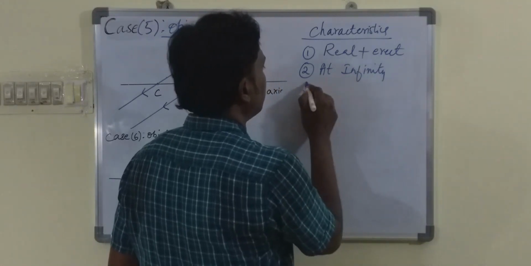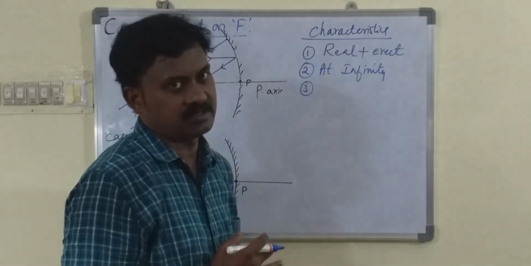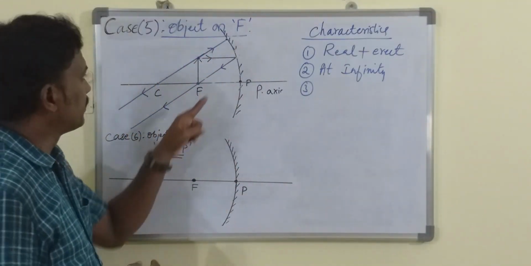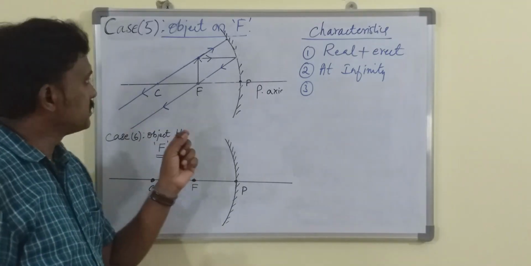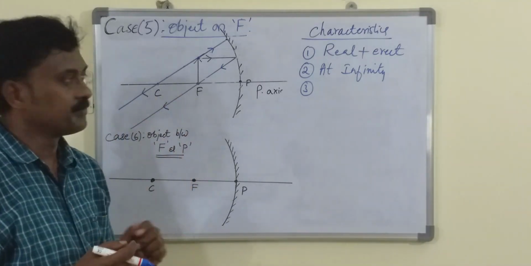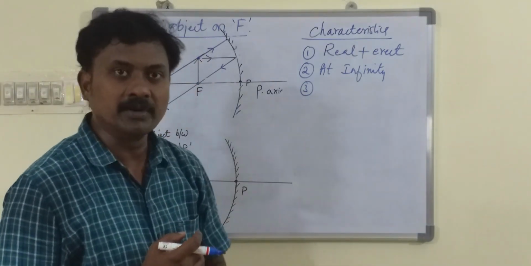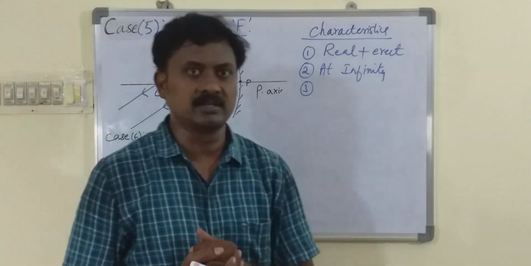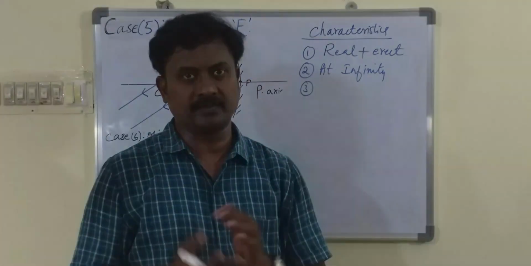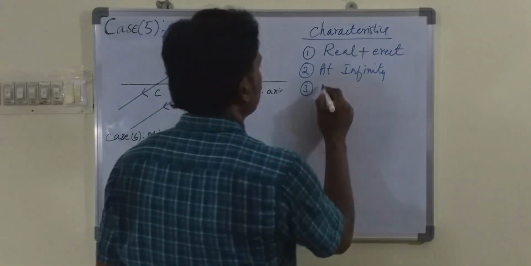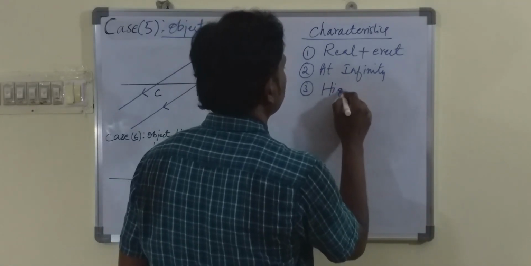And the third and very important is the size. Actually, see children, here you don't see any image, but depending upon the properties of the ray diagrams, we say that the image is real and erect, formed at infinity. And what about the size? The size is highly magnified. This is a special case. The image is highly magnified. So we say it's highly magnified.